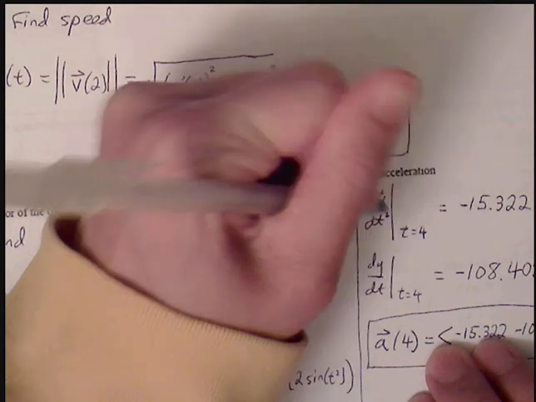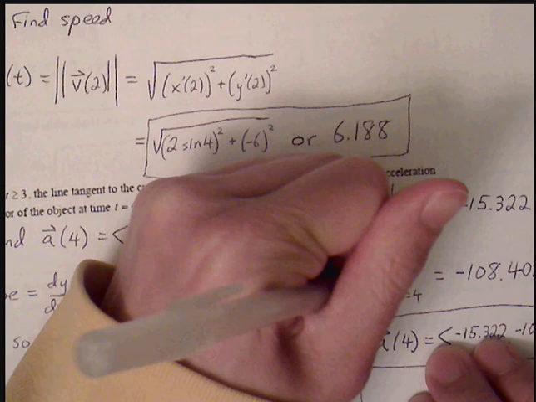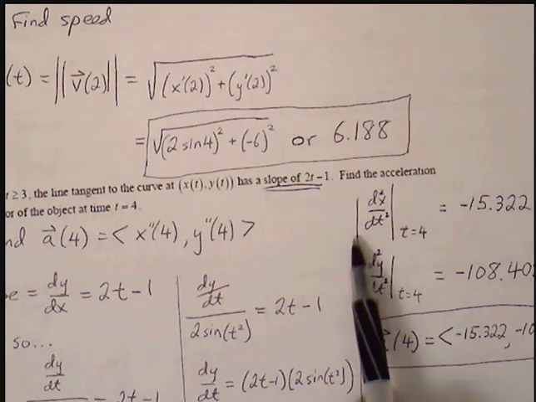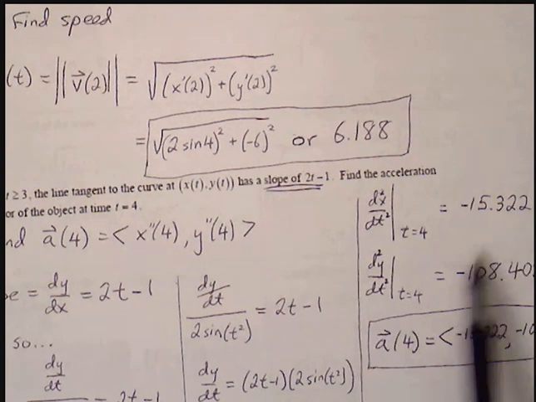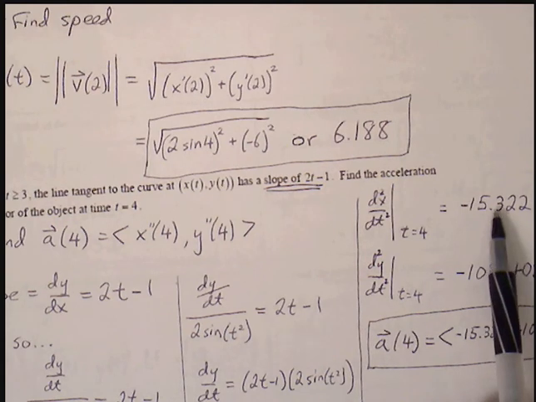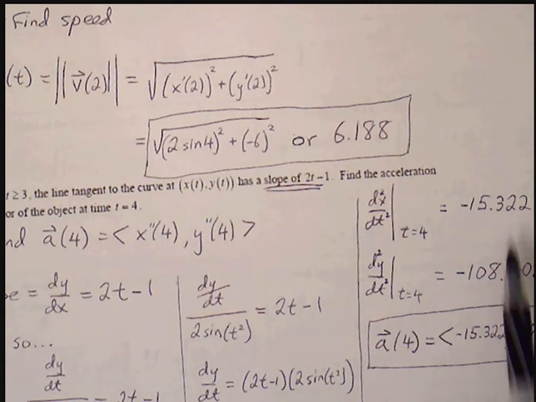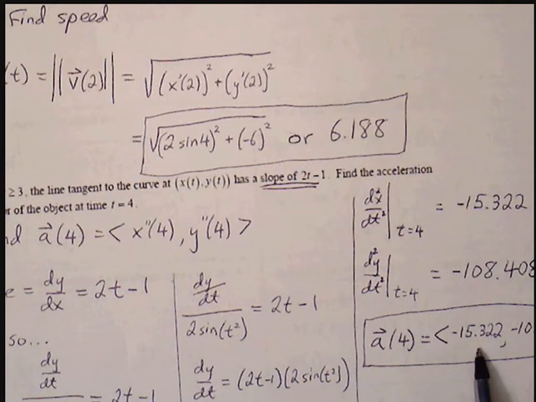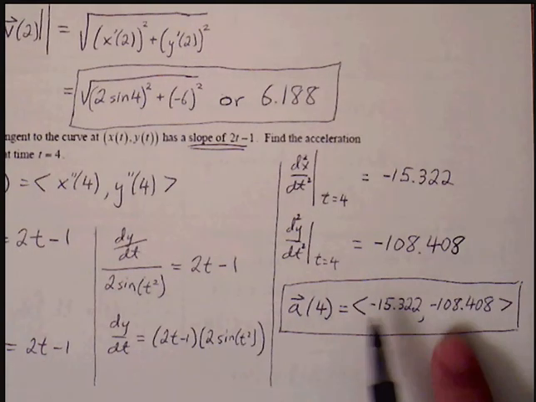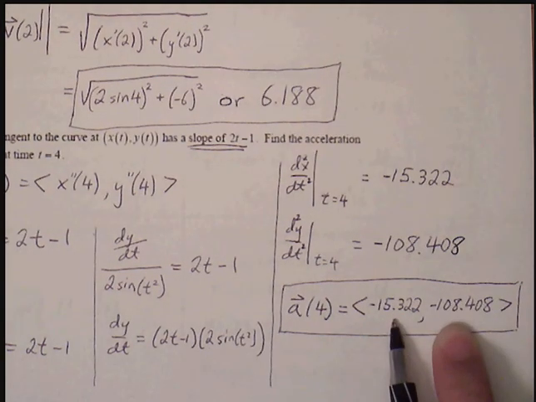d2x over dt squared and d2y over dt squared. So I'm finding the second derivative of x of t and y of t. And now I have the acceleration vector at time t equals 4.